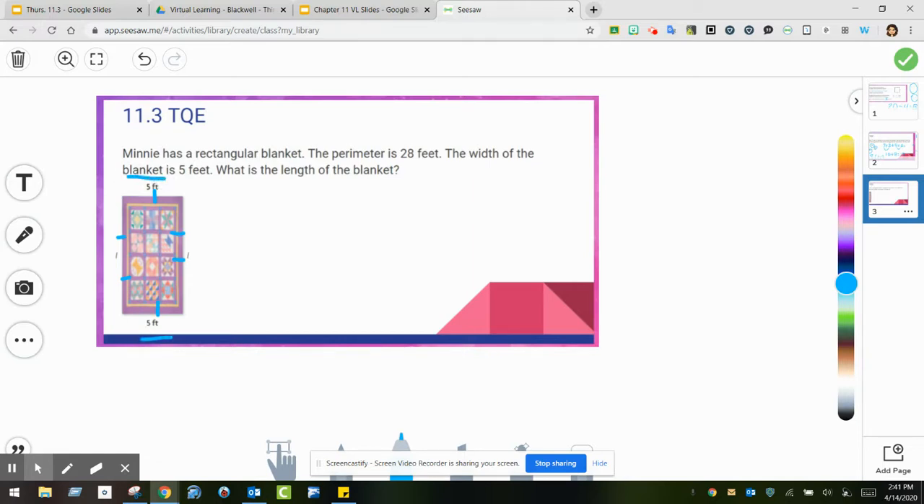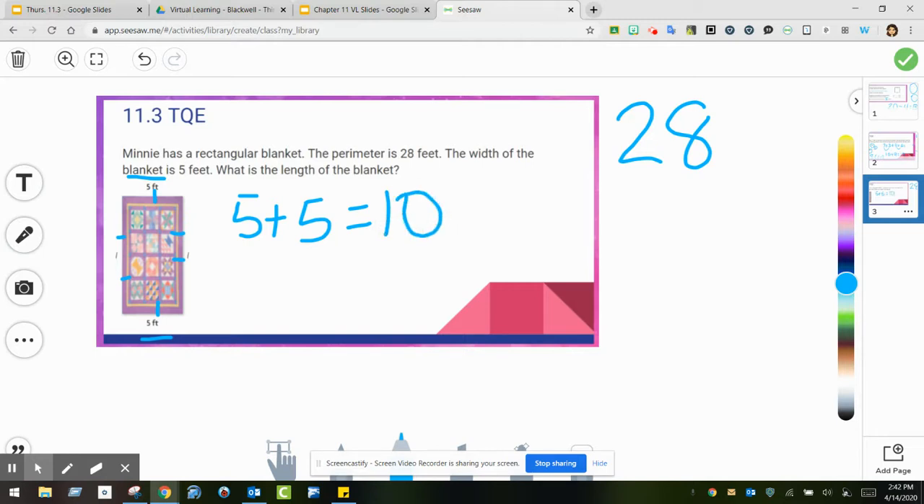We're going to go ahead and add those up first. We know the total perimeter is 28 feet, but I have 5 plus 5 first. 5 plus 5 equals 10. Now what should I do with this information? I'm going to go ahead and subtract it from my total. 8 minus 0 is 8. 20 minus 10 is 10.